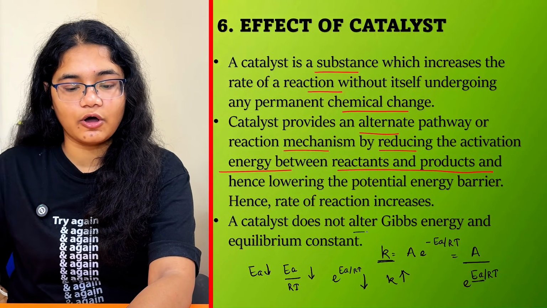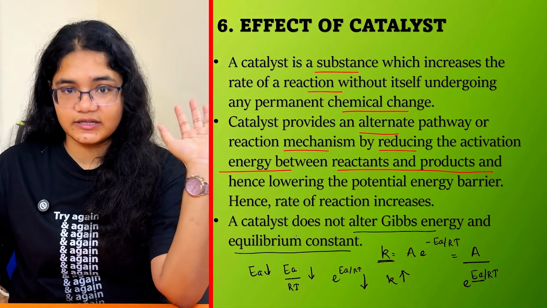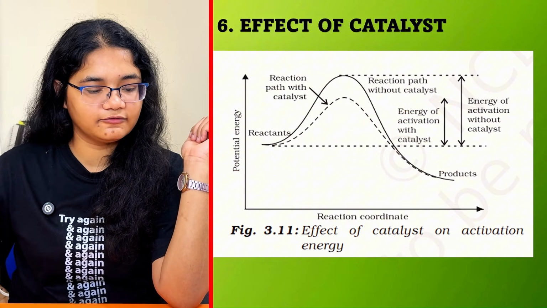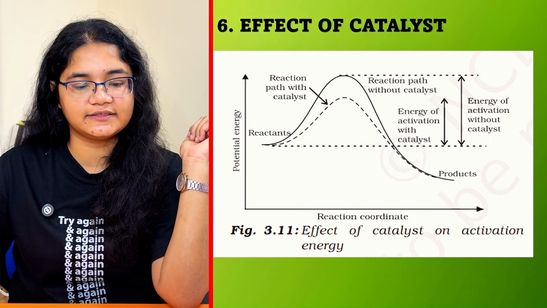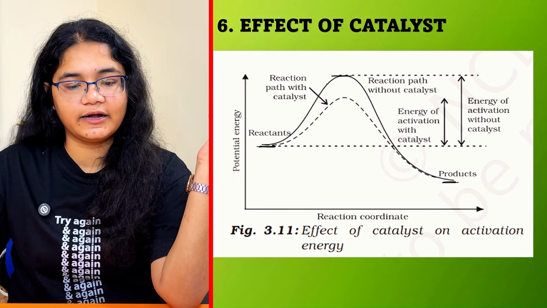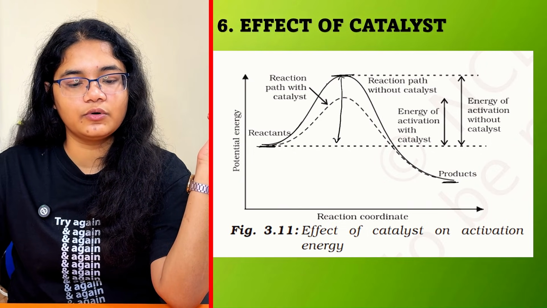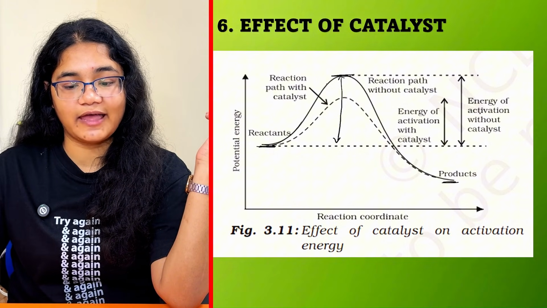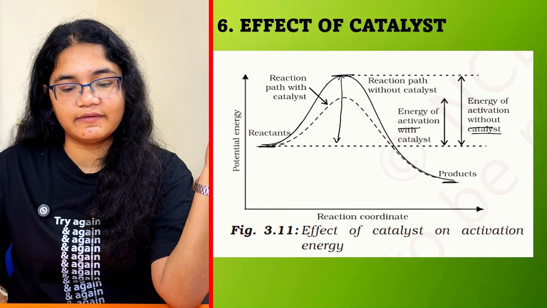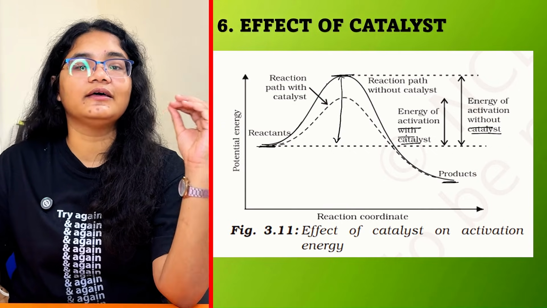Next, a catalyst does not alter the Gibbs energy and the equilibrium constant. The equilibrium constant and Gibbs free energy values do not change here. Now let us understand this through a graph. The reactant energy is here, the product energy is here, and this is the activated complex energy. Without a catalyst, you need this much activation energy for the reaction to happen. But when you add a catalyst, it provides a different pathway which has lower activation energy, and when the activation energy is lower, the K value is increased, and that is why the rate of the reaction increases.